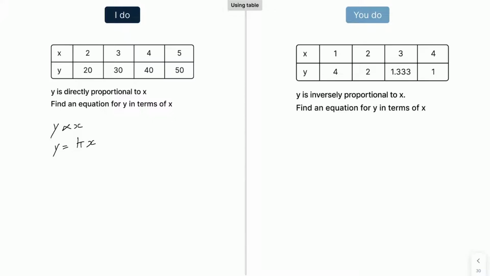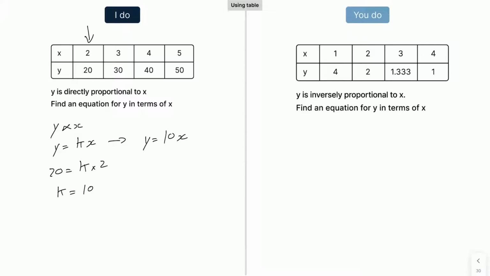So we're just going to pick any one of these. So I'm just going to pick that one there. So in this case, y is 20 and x is 2. Which means that k is 10. That means that the answer to this question is y is equal to 10x. So that is the equation for y in terms of x.